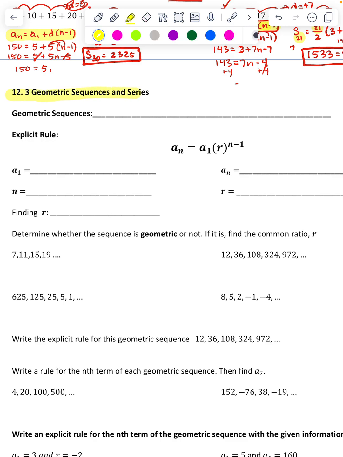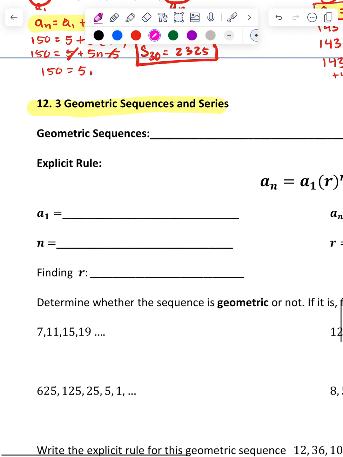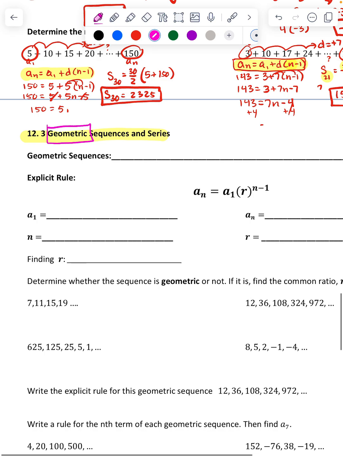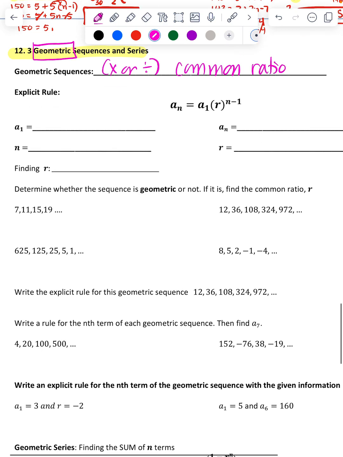This is going to be geometric rather than arithmetic. And yesterday in arithmetic, to do that, you went from term to term by adding. With geometric, you're going to move term to term by multiplication. So in geometric sequences, you're going to be using multiplying or dividing to go from term to term. And so we say that they have a common ratio, not a common difference. Ratios are division.